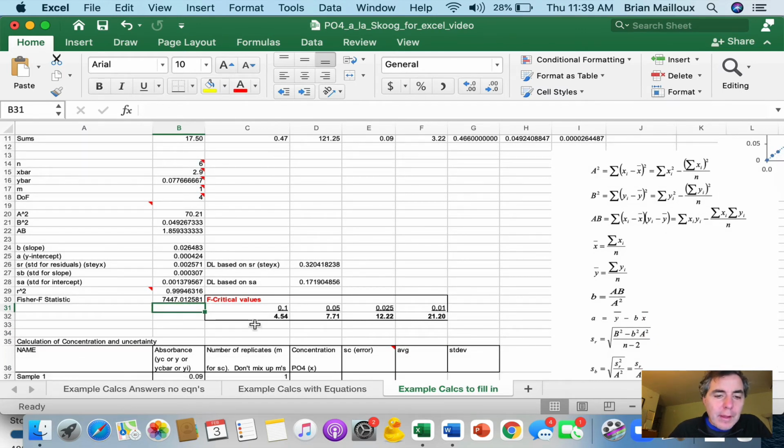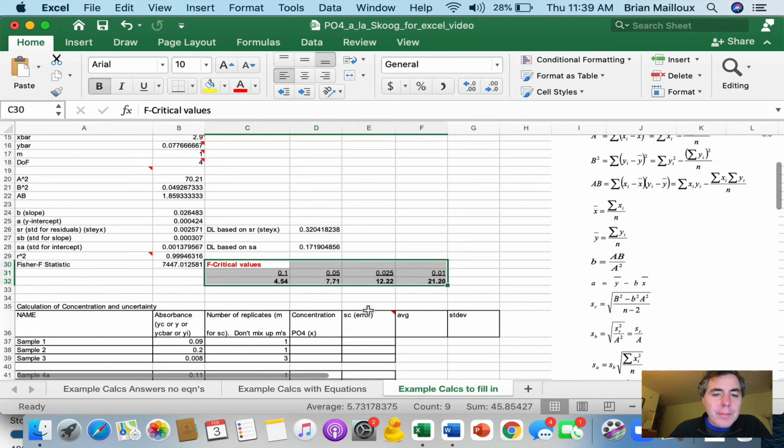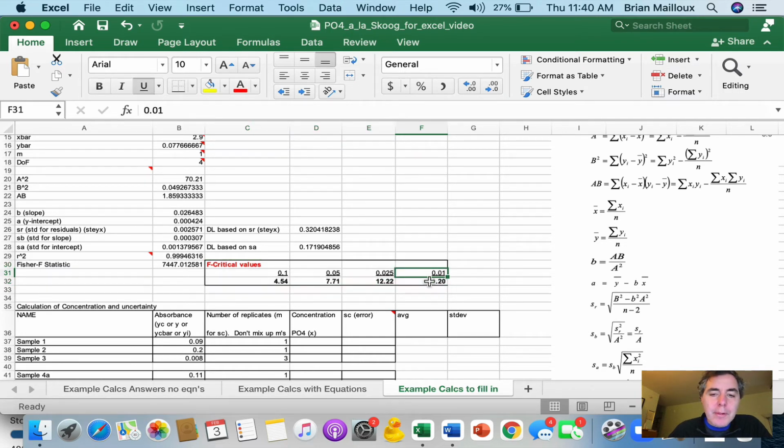So I set up this little table for us here showing the critical values. You can see if you want to be significant at the 0.1 p-value, you have to be greater than 4.54. We're so there. So look, at the 0.01 value, to be greater than 21, we're at 7,000. So we're really significant. So we can say less than 0.01, but you usually don't do that with standard curves.